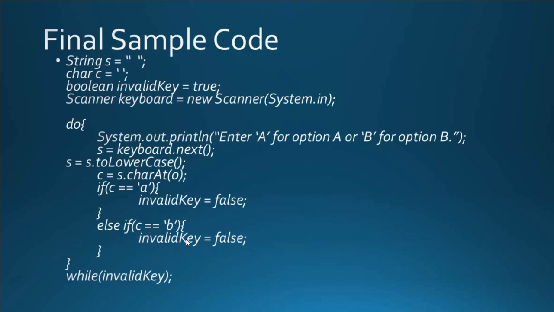So here's our final sample code. You can see we've added in a Boolean called invalidKey. I changed kb to keyboard here just because kb was a shorthand. But you can see in here, we now have our if else to test to see if it is a or b. And you can see we are flagging it to false if a or b are entered. And this is assuming invalidKey is true, right, because we set it up here to be true to start.